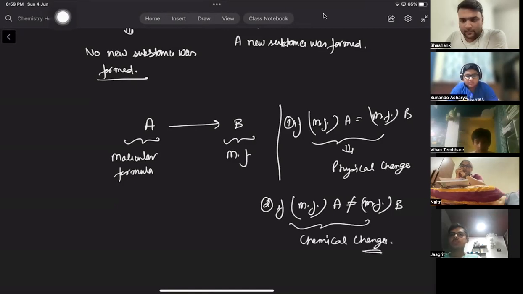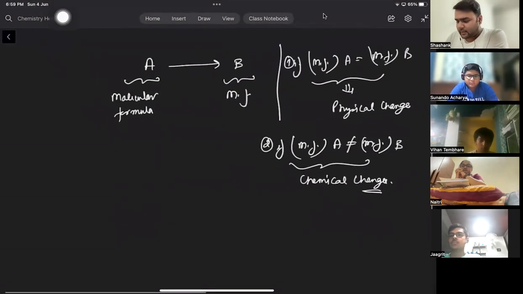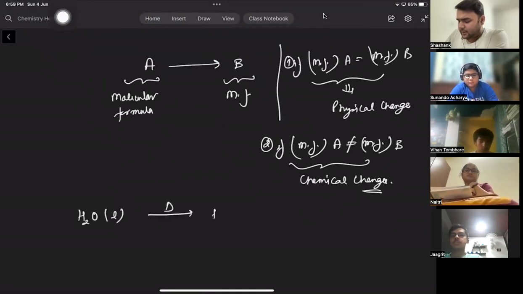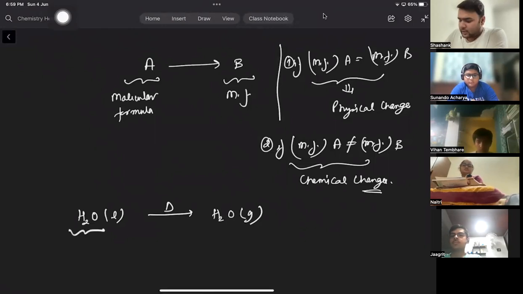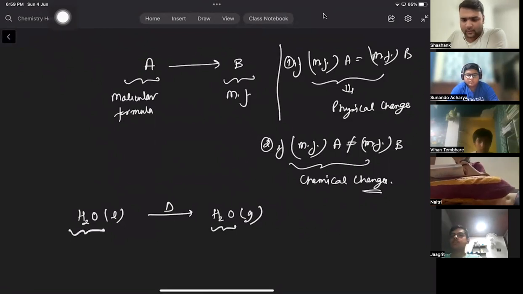Right? I'm making it slightly mathematical so that you can understand. I'll give an example now. Let's say I have H2O in the liquid state and I give it some heat and it becomes H2O in gaseous state. Right? So is it a chemical reaction? No. Because what is the formula here? H2O. What is the formula here? H2O. Is the substance the same? Yes. The formula is the same. So this is a physical change.